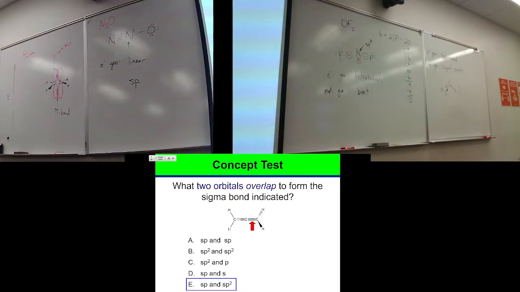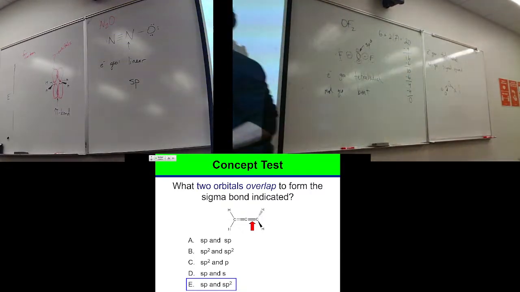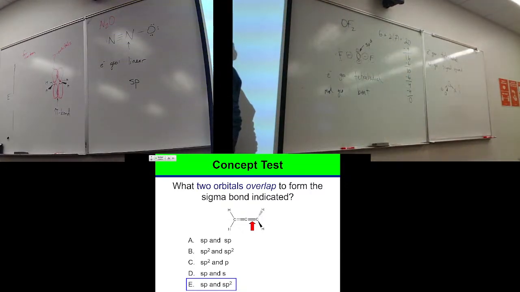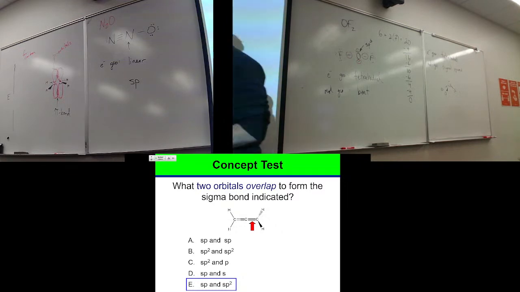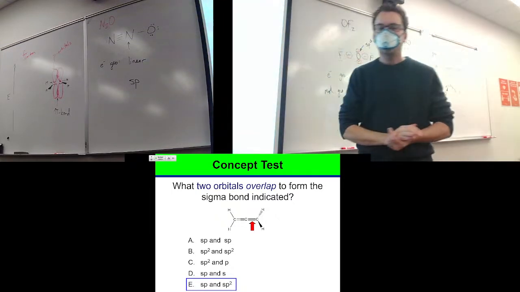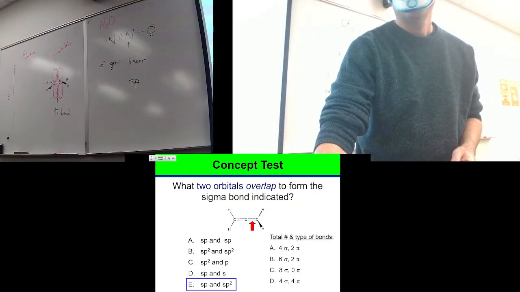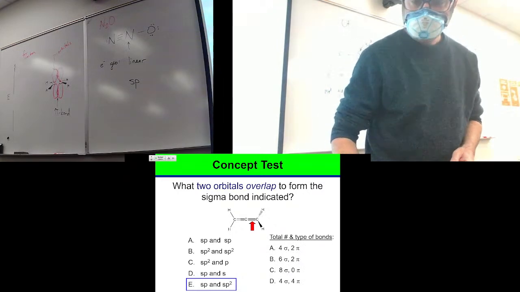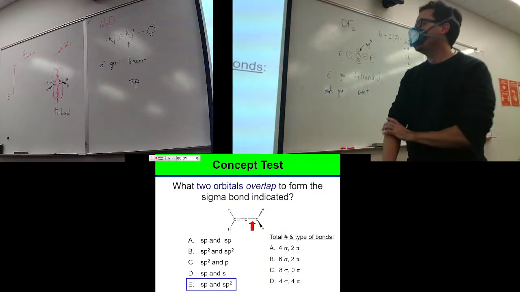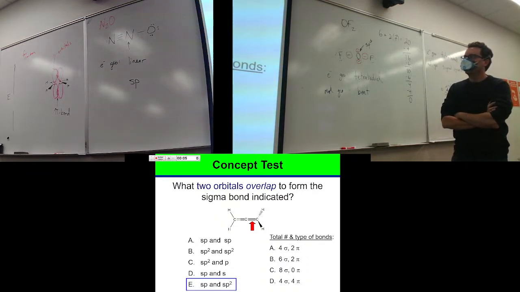And those are the 2 orbitals overlapping to make that sigma bond. There's an sp from this carbon pointing that way, and an sp2 from this carbon pointing that way. Of course, there's another sp2 here, and another sp2 pointing that way, and on this carbon, the other sp is pointing that way. But that's what's overlapping in that particular sigma bond. How many of each bond total are there in that structure? How many sigma, how many pi?